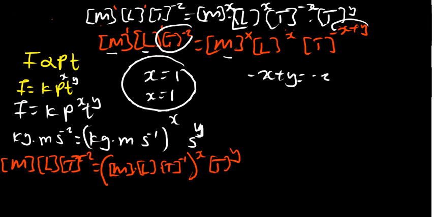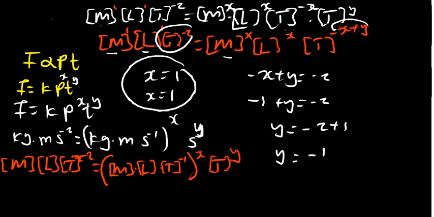So we have found that x is already 1, so I can put negative 1 plus y is going to be equal to negative 2, meaning that y is going to be equal to negative 2 plus 1, meaning that y is going to be equal to negative 1. So now we have the value of x and y.